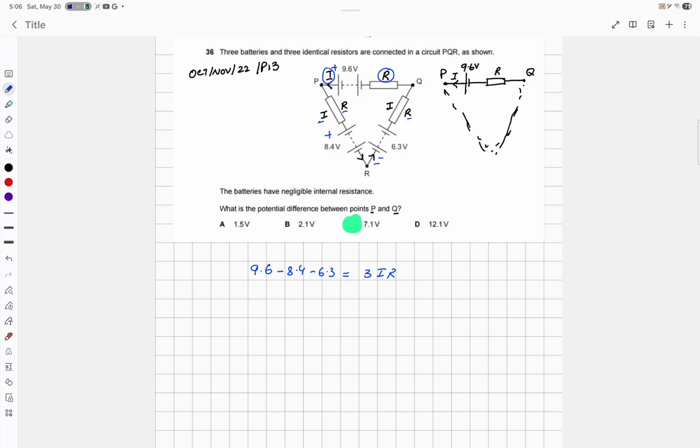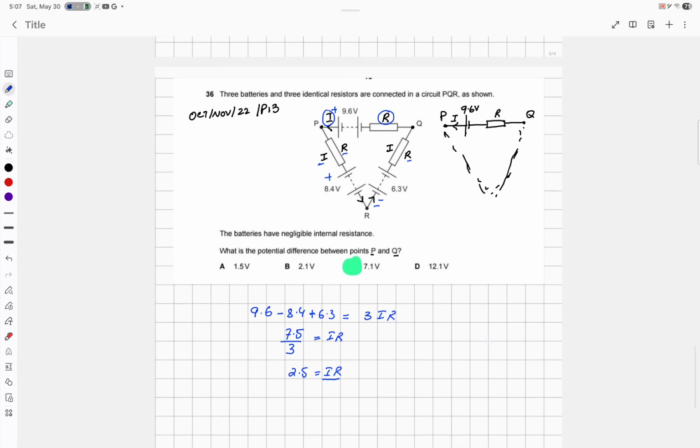9.6 minus 8.4 minus 6.3. Sorry, this is going to be positive: 9.6 minus 8.4 plus 6.3, it is 7.5, divided by 3 equals IR divided by 3, it is 2.5 equals IR. Now IR alone, guys, is called a voltage value, which is 2.5.